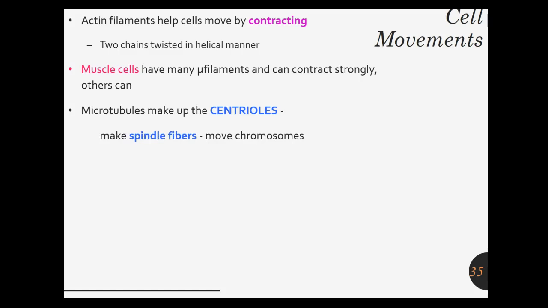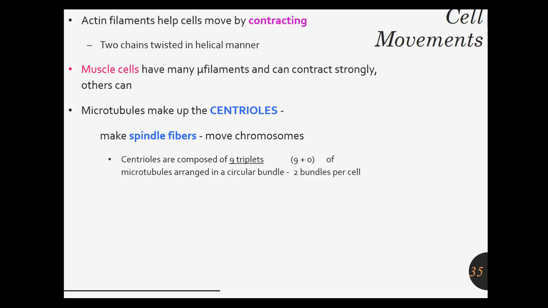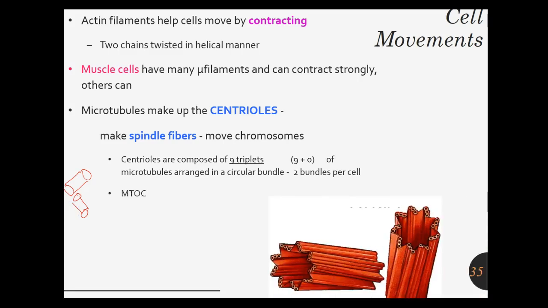Again, there are always two bundles per cell. They have what's called a 9+0 arrangement of those microtubules, and I'll show you a picture of this. If I drew a picture of this, it would look more like this. This is my rendition of the two bundles of microtubules, but I will show you what the real one looks like. So again, these make up the MTOC, which is the microtubule organizing center for the cell.